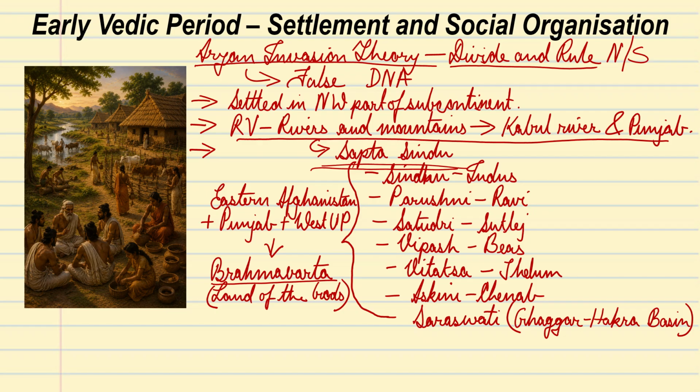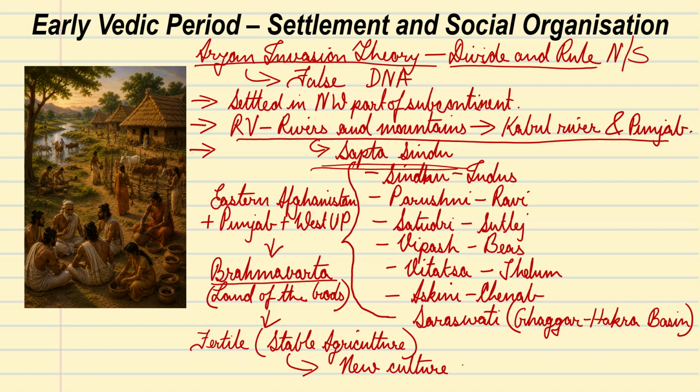So this was a fertile place. This Brahmavarta region was fertile. Hence, there was stable agriculture. So that is why the land of Brahmavarta was very important. And if there is stable agriculture, people will turn to a settled life rather than a nomadic life. So this was a new culture, a settled life, where people had stability in food source. So that is all about the settlement of the early Vedic period.